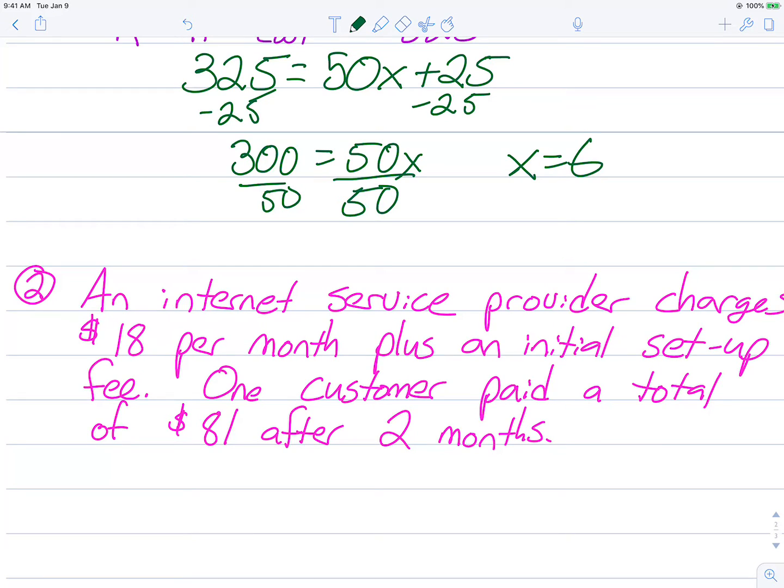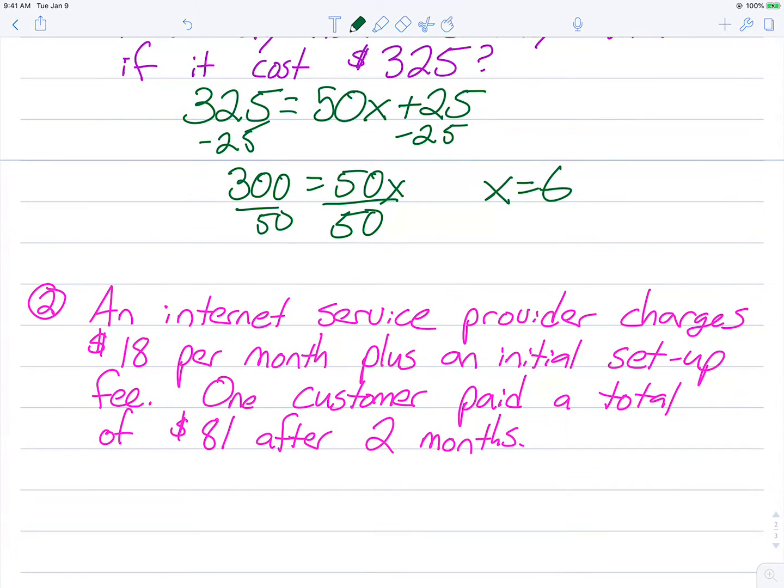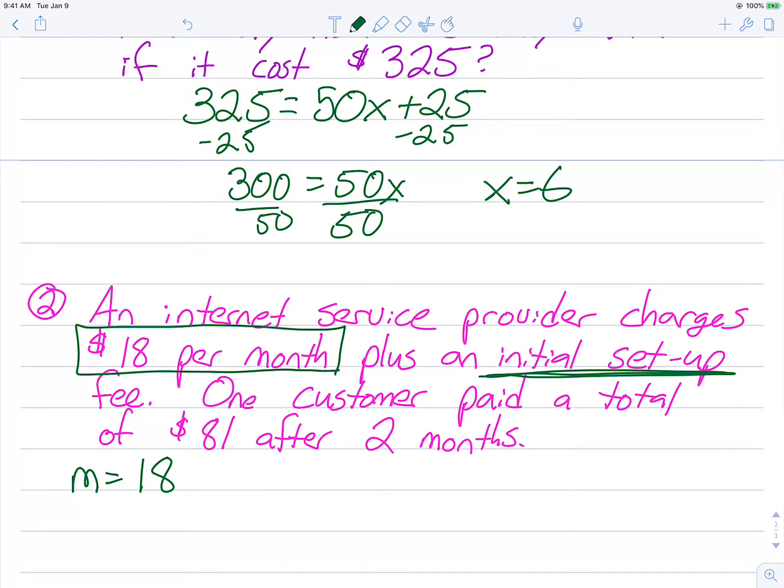An internet service provider charges $18 per month plus an initial setup fee. One customer paid a total of $81 after 2 months. So we need to look at what we have. This right here, our $18 per month, is going to be our rate of growth, our slope. So we know that our slope is 18, but we don't have the initial setup fee. We're not given that information.